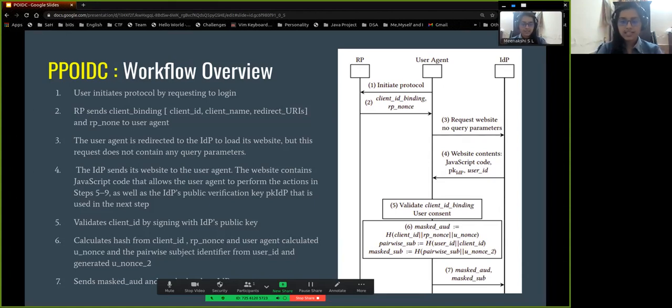So the first hash will be of the client ID, RP nonce, and U nonce. The second one is the pairwise subject ID, which is calculated using the hash of user ID and the client ID. Now the masked subject would be the hash of the pairwise subject ID and U nonce. Now all of those are sent together as masked aud and masked sub to the identity provider.